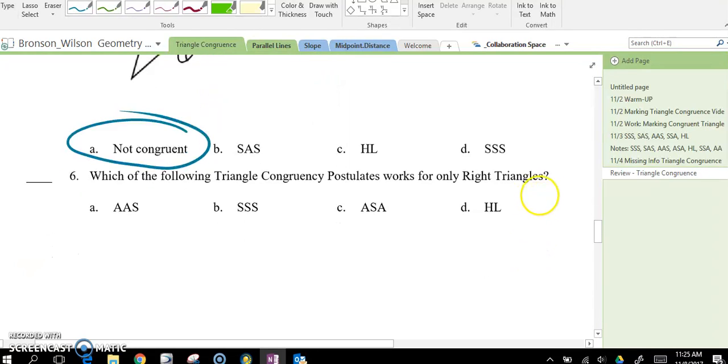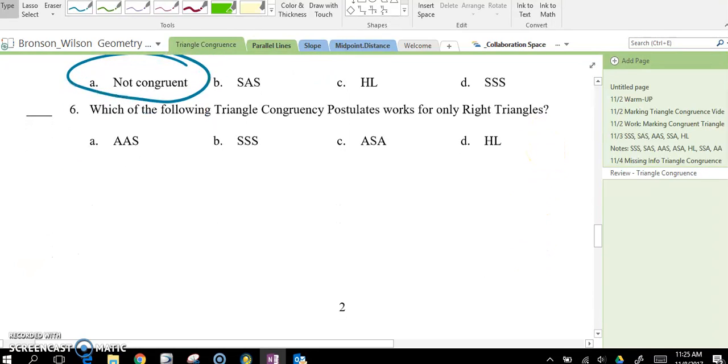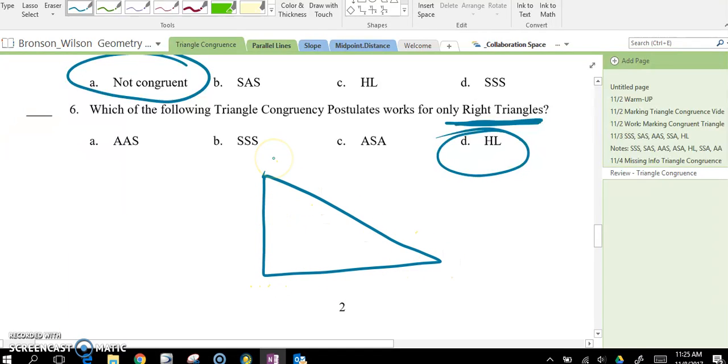Okay? Now, which of the following triangle congruence postulates works for only right triangles? Now, this is the one we talked about in a different video, different notes. Okay? Good. Say it louder. HL. HL deals with right triangles. What does the H stand for in HL? Say it louder. Hypotenuse.